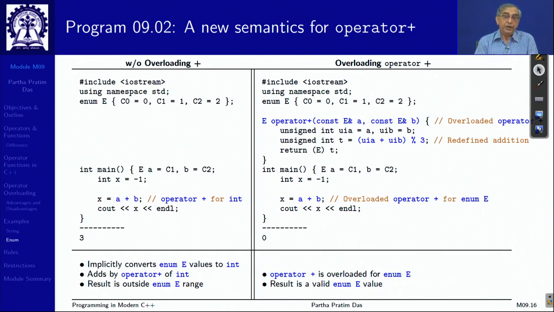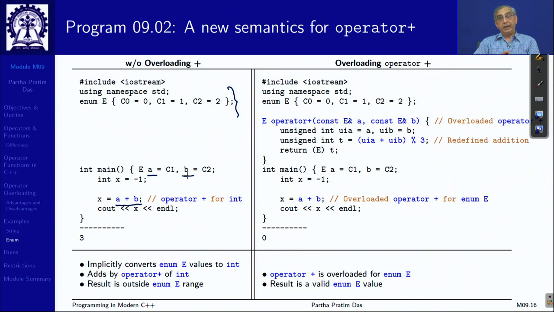Here is an example where I show that you can use operators to change the semantics of the operation. Let us say this is an enumerated data, enum E, it has 3 enumerated literals C0, C1, C2 standing for 0, 1, 2, as you know. Now, if you take two enum variables A and B and do an add, what does it do?